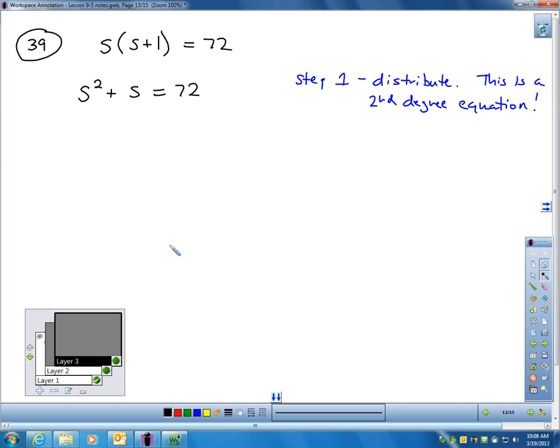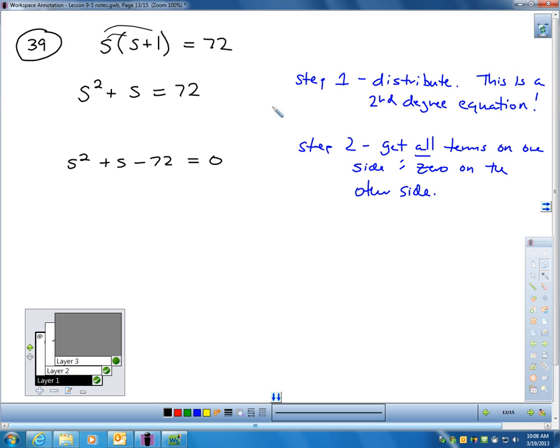Okay, one more to look at. In this problem, they give us s times s plus 1 equals 72, and they want us to solve this. The first thing we're going to do is distribute this through, because this is not a second-degree equation. If I distribute it through, I get to here. Now, do you notice how this is now second degree? And if it's second degree, the first step is to get everything on one side and 0 on the other, so I took away 72 from each side to make that happen.